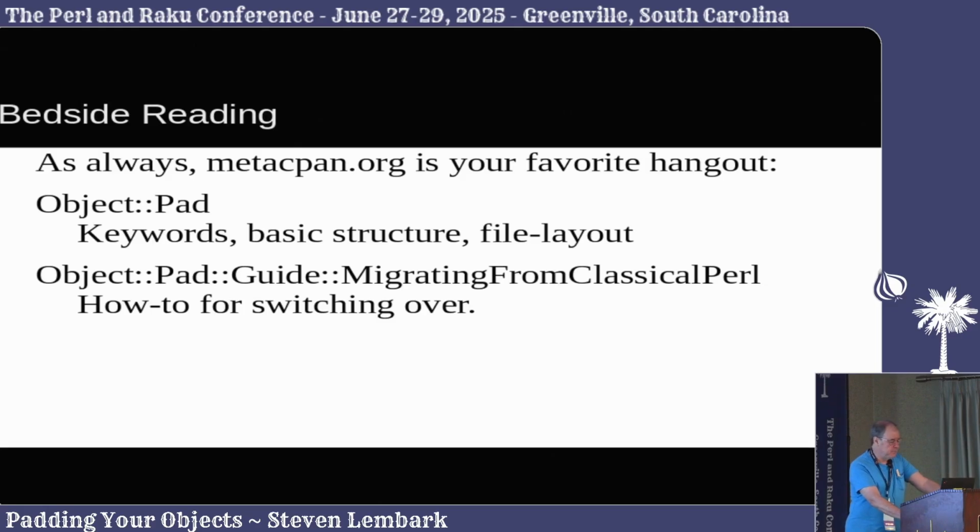A couple of other pieces: Object::Pad has good documentation, but again, it documents all of the bad decisions that were made also. So there's a lot of documentation in things like the build for things that might not be a good idea. Migrating from Class, again, it's actually getting a bit old, but it shows how to take a simple class and a simple module and convert it to the new class system using Object::Pad.